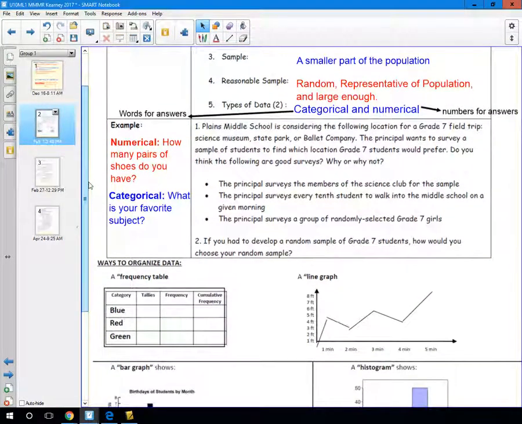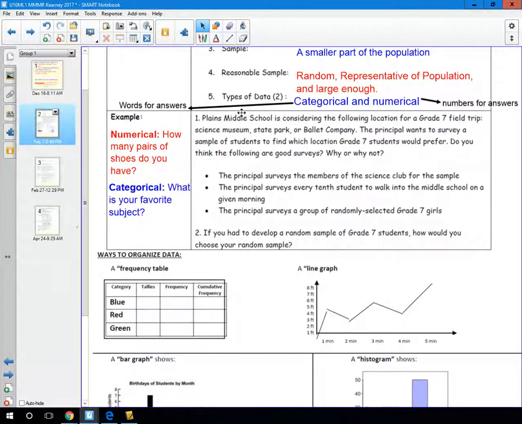Okay. Next thing, we are going to talk about this problem here. It says Plains Middle School is considering the following location for a grade 7 field trip. They are trying to decide whether we're going to do a science museum, state park, or ballet company. The principal wants to survey a sample of students to find which location 7th grade students would prefer. Do you think the following are good surveys?